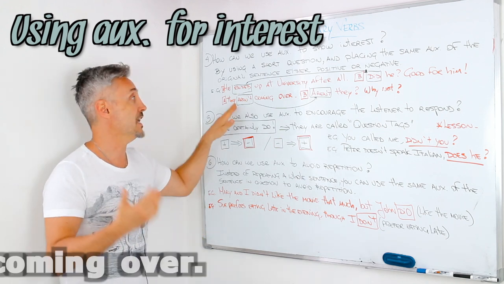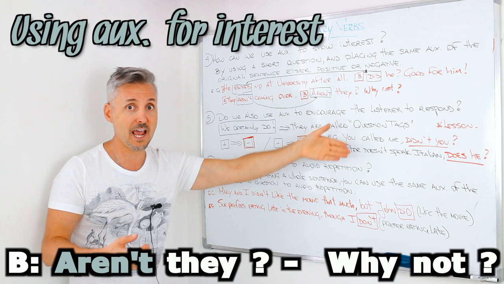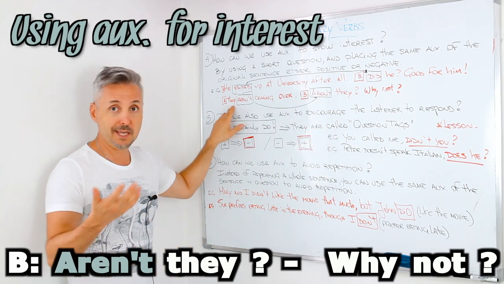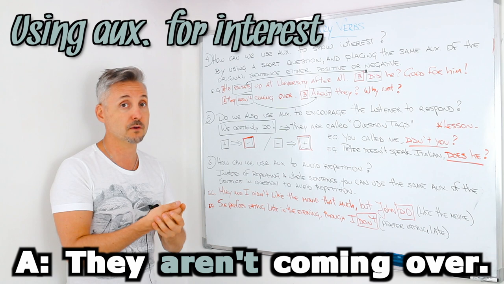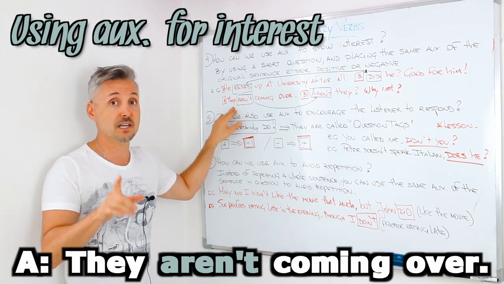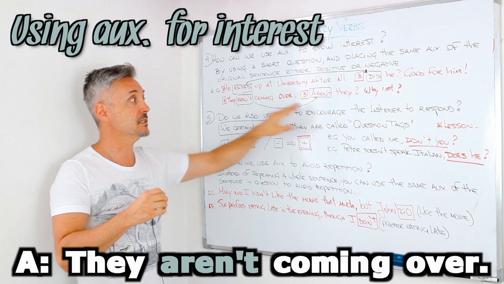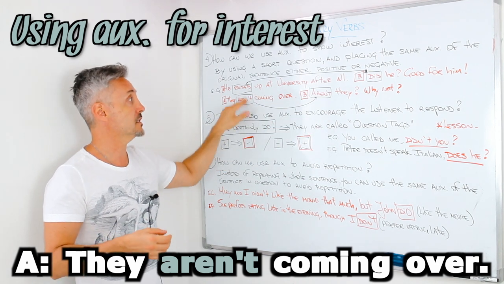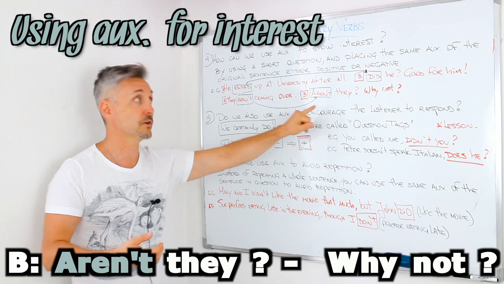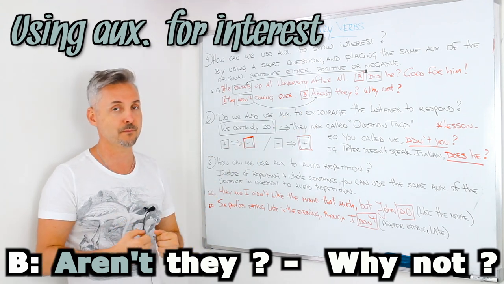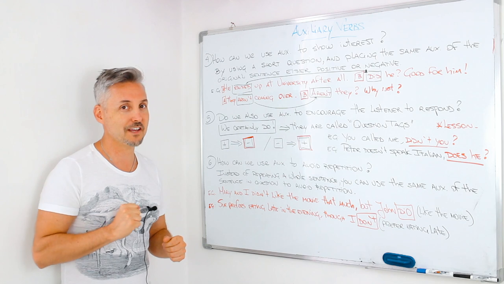Let's take a look at the second example. So a friend says, they aren't coming over. And somebody else says, aren't they? Why not? So you can see that this is the present continuous and the auxiliary for the present continuous is the verb to be. In this case, we have a negative sentence and the other person would repeat the same auxiliary in the same form, so negative. They aren't coming over. The other person would say, aren't they? Why not? So that person is surprised that they aren't coming over. I'm going to dedicate a lesson on this in the future.